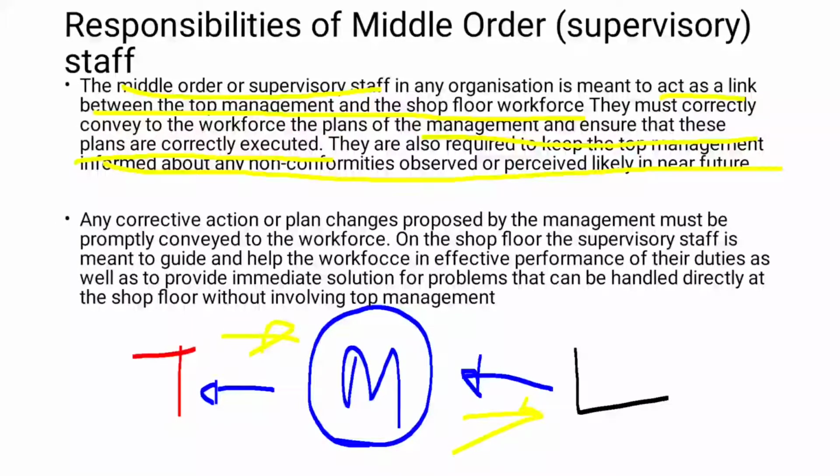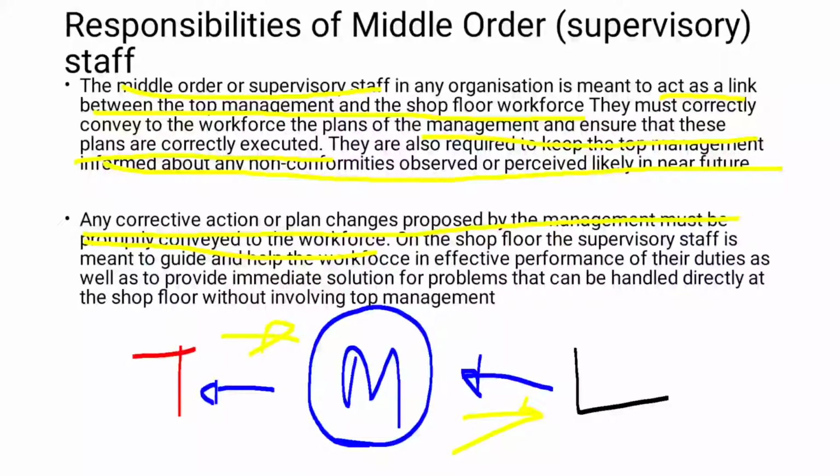Also, what is our second point? It is given that any corrective action or plan changes proposed by the management must be promptly conveyed to the workforce on the shop floor. See now, if there is a change in design, designed by the customer, then they will convey it to the top management, not to the work floor. So if there is any corrective action or any change in plan, they will give it to top management. Then the top management must convey it to the workforce.